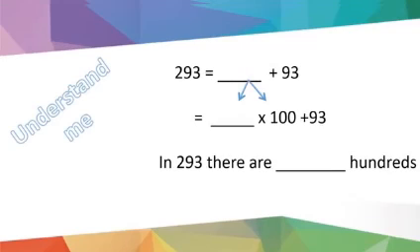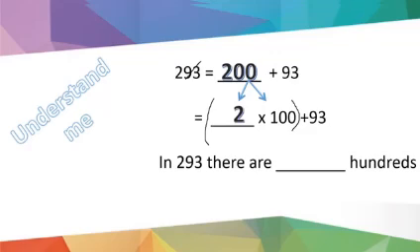293 equals which number plus 93? Pay attention, replace 93 with two zeros, so it's 200 plus 93. I can decompose or break down 200 into which number times 100. So replace two zeros with 100, and the answer is 2. So 200 is 2 times 100.